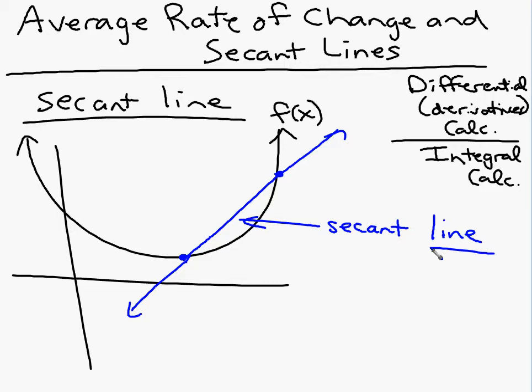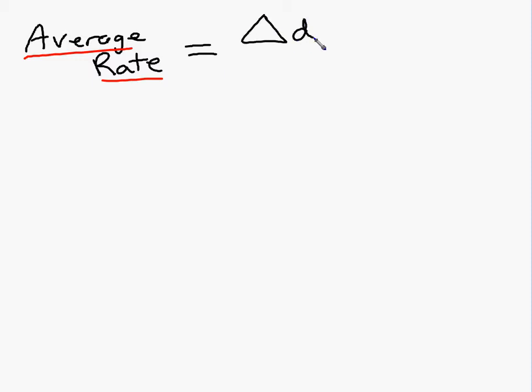We've already touched on this idea of the average rate of change. When I talk about an average rate, I want you to underline the word average, because most of this semester we're not going to be worried about the average. We're going to be worried about the instantaneous rate of change. But we have to begin by understanding what an average rate is. We've already talked about this a little bit. It is the change in distance divided by the change in time.